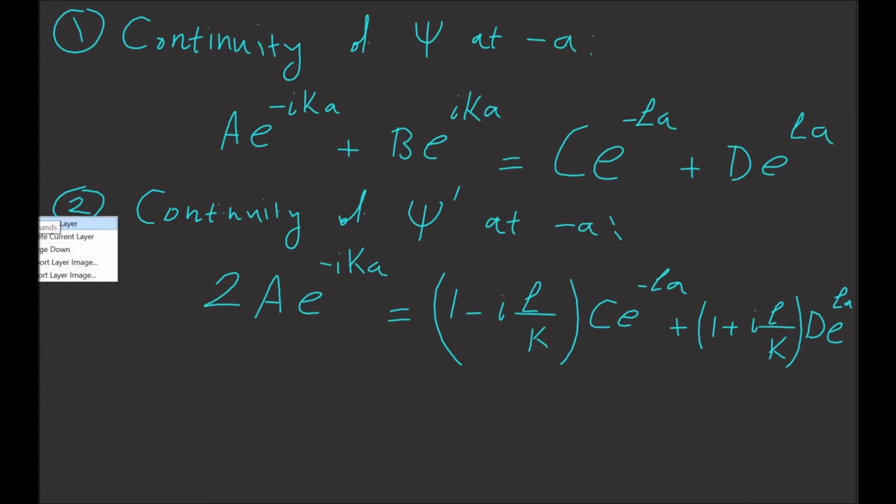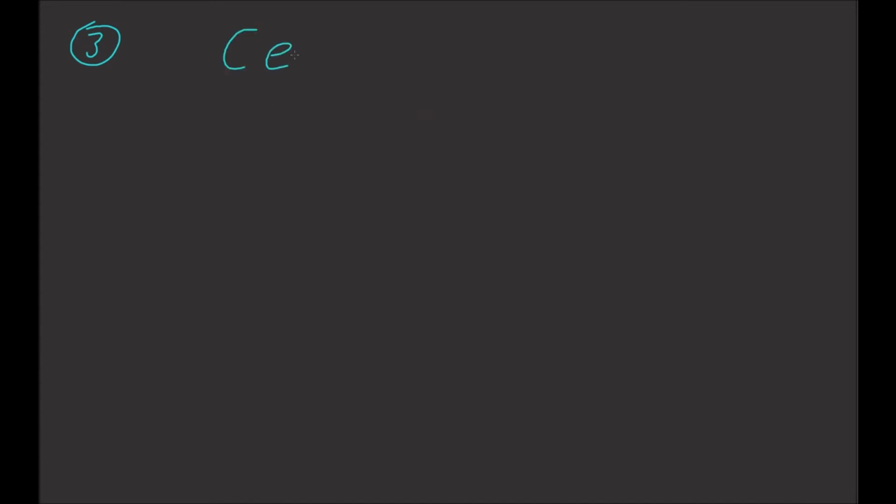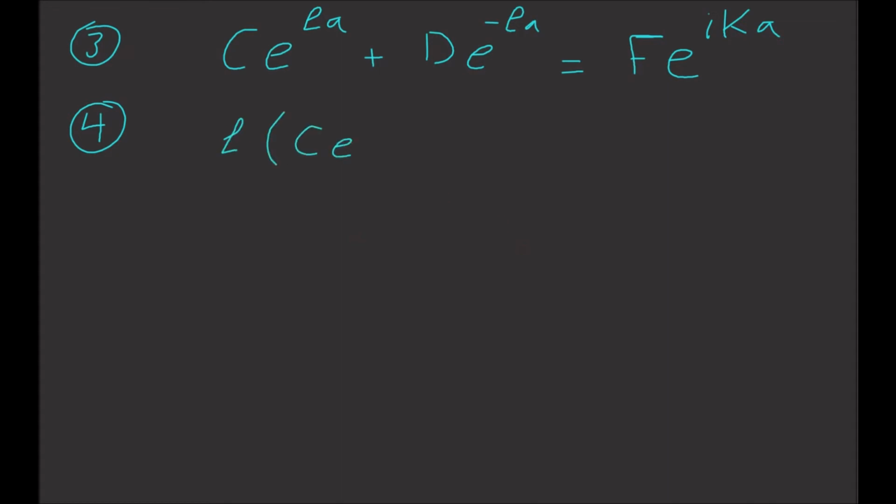Now let's look at the third boundary condition. This is the continuity of psi at positive a. This gives us that C times e to the l a plus D times e to the minus l a is equal to F times e to the i k a. Also, psi prime is continuous at positive a, so that's the fourth boundary condition. This gives us l times C e to the l a plus D times e to the minus l a, which should be equal to i times k times F times e to the i k a.